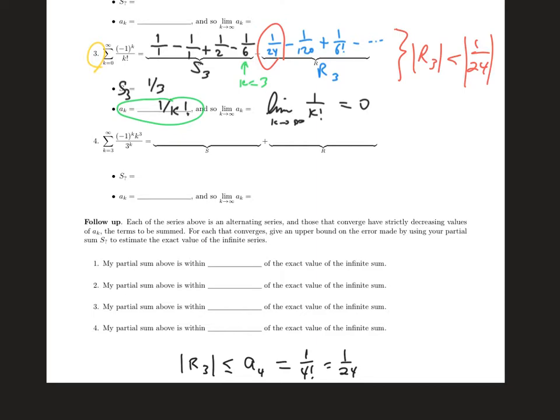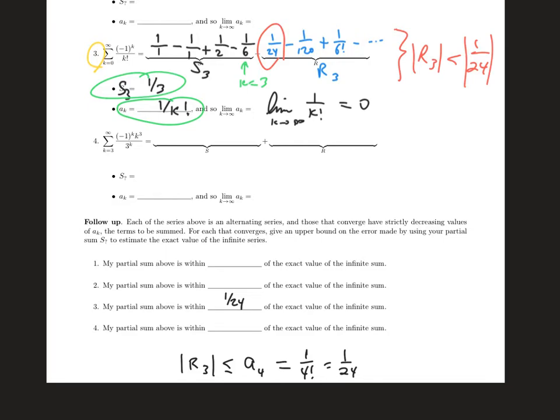All right, let's look at one more example. So the 1/3, I guess I should say the conclusion here. The 1/3 I got here is within 1 over 24 of the exact answer of the infinite sum. So the infinite sum is within 1/24th of 1/3.